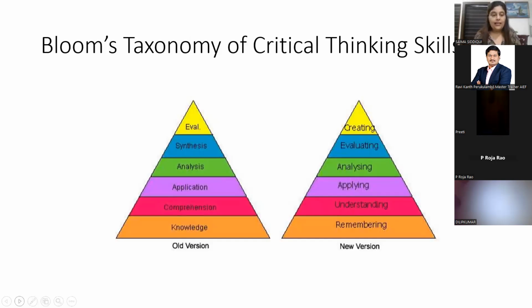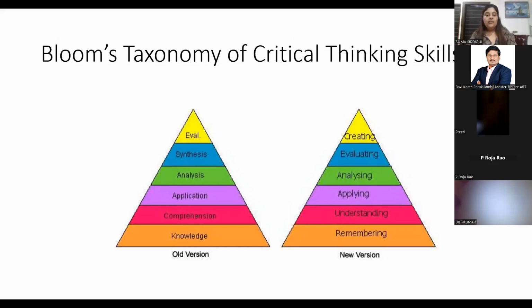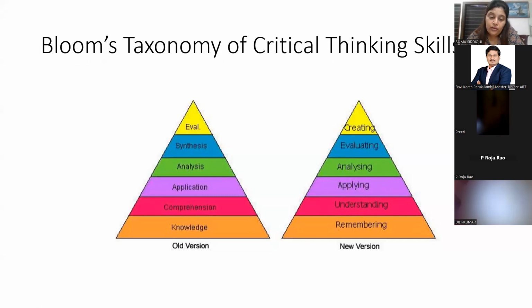So next slide. Yes. You all must have heard about Bloom's taxonomy. Now we are going to talk about Bloom's taxonomy and how it is related with critical thinking skills. Earlier there was an old version of Bloom's taxonomy. Now it is revised and a new version has come up. According to the previous version, the first, which comes below, is knowledge, the lowest level, that is remembering.